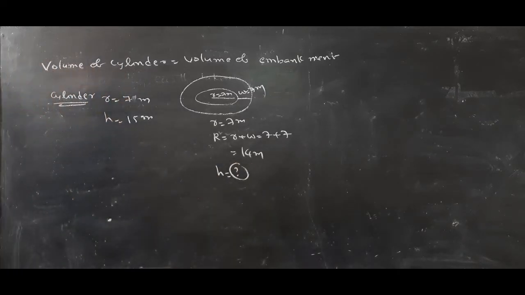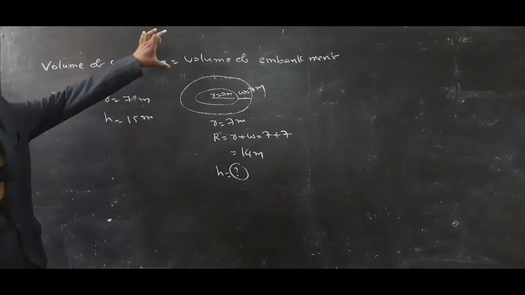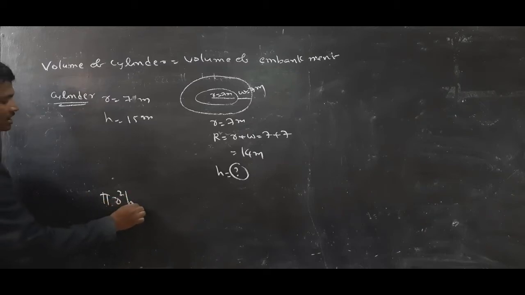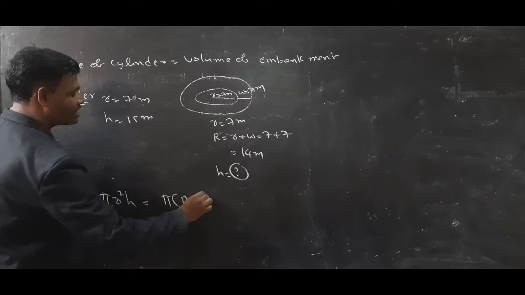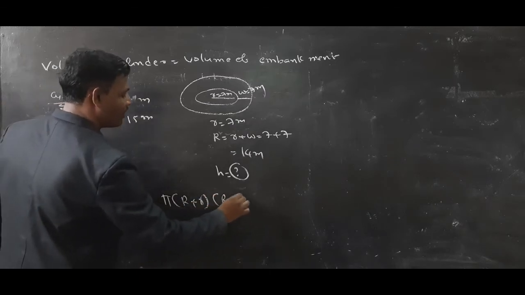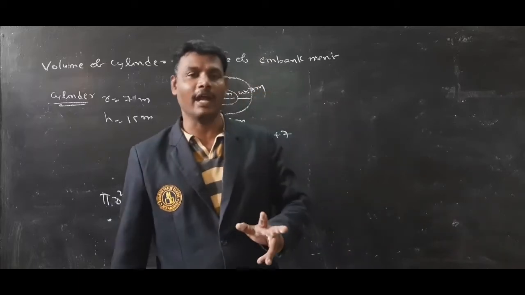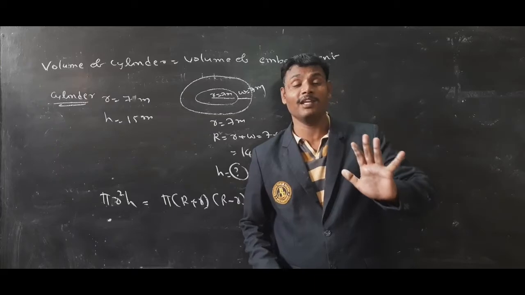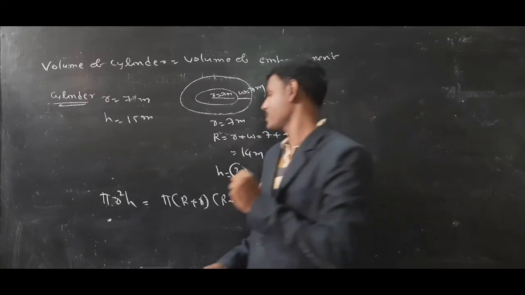To find this, what is the conversion? According to the conversion, the volume of the cylinder is equal to the volume of the embankment. So pi r square h is equal to, what is the volume of the embankment? Pi into (R plus r) into (R minus r) into h. The volume formula is area of the base into height. Here the area of the base means the area of the ring. To find the area of the ring, what is the formula? Pi of (R plus r) into (R minus r).